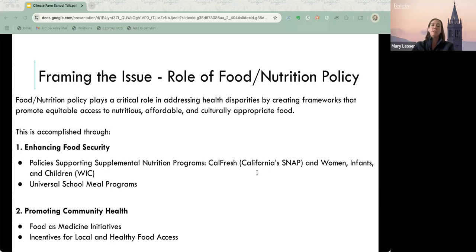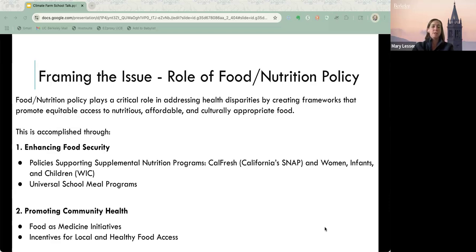So how can food and nutrition policy play this role? Well, it can be accomplished through several different ways. And I'm going to go through these hopefully quickly. So the first one is that food and nutrition policy can help enhance food security. So I just mentioned a little bit about food security. Some examples about how this can be done.